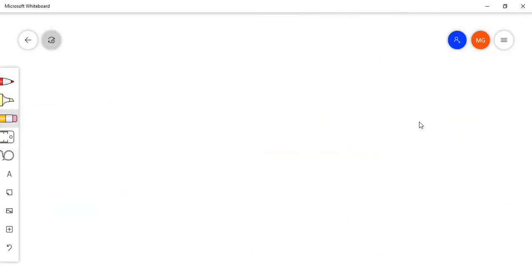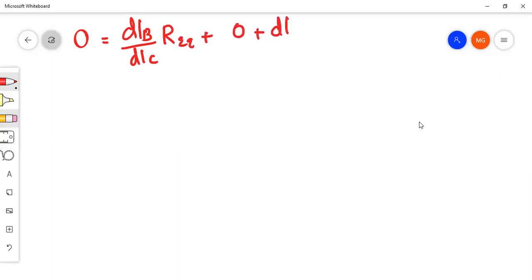I will write that equation once more here. 0 equals DIB by DIC into R equivalent plus 0 plus DIB by DIC into RE plus 1 into RE, that I am writing as plus RE.